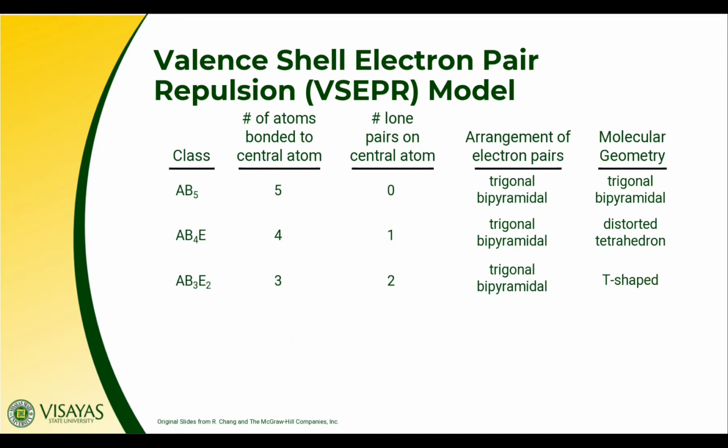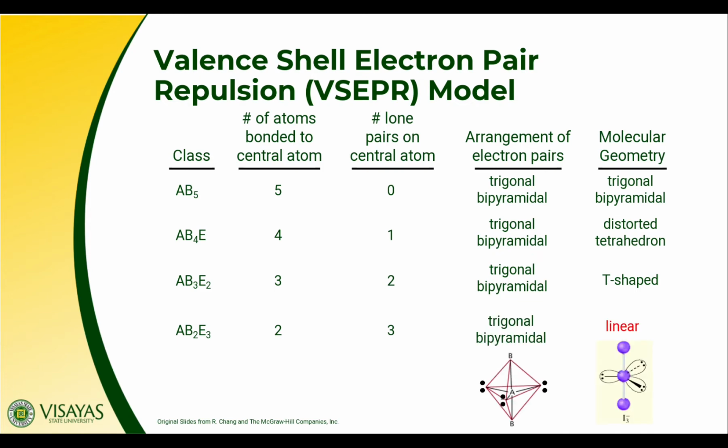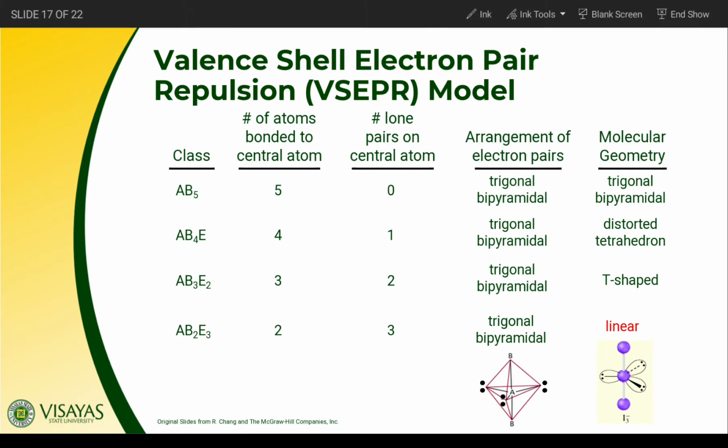Okay. Next, we have AB2E3. It means we have 2 atoms bonded to the central atom and 3 lone pairs. The arrangement of the electron pairs is trigonal bipyramidal, and the molecule assumes a linear geometry after taking into account the repulsion of the electron pairs. So how do we draw a linear molecule under the class AB2E3?